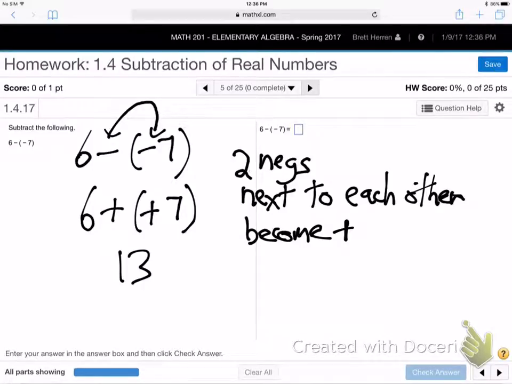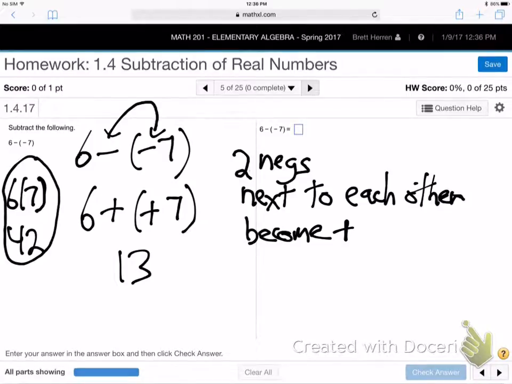When they're right next to each other, when there's nothing else in the middle, right? So if we had something like 6 parentheses 7 with no symbol in the middle, that would mean 42. That would mean times. That's a different deal, right? When there's another symbol in the middle, like there is here, then it's not multiply, even though there's parentheses. So parentheses do not always mean multiply, do they? Only when there's no other symbol between. If there's some other symbol, adding or subtracting, then it's an adding and subtracting deal. It's not a multiply. Is that good?